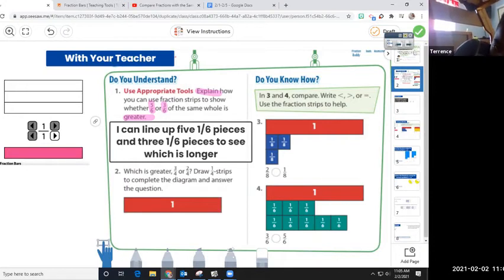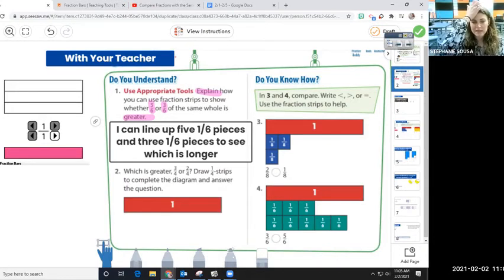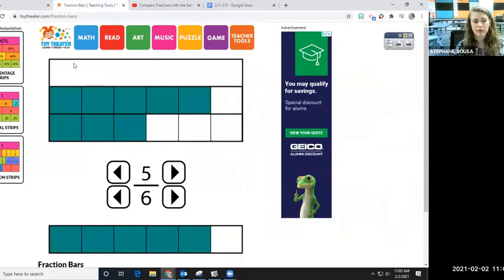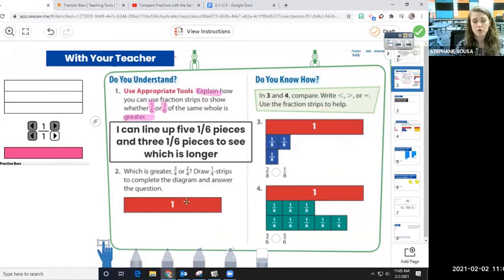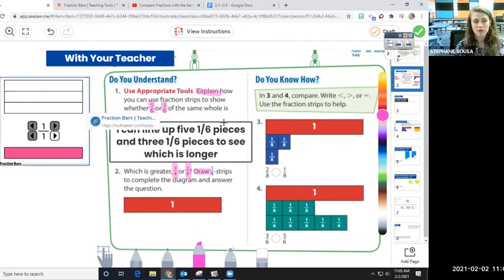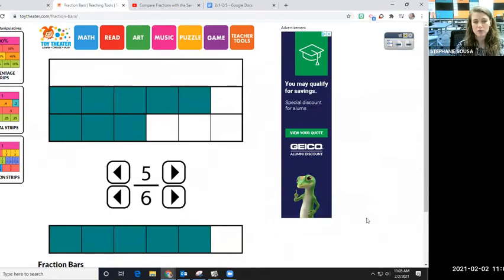All right. Number 2, this one does ask us. It says, which is greater, 3/4 or 2/4? Draw 1/4 strips to complete the diagram and answer the question. I am okay if you guys would rather use this tool than drawing. Okay, that's what I'm going to use. So I'll show you that. It says we need 3/4 or 2/4. Now, some of you are saying, duh, it's 3/4. That has more pieces. But it asks you to draw. So you have to show a picture. Okay? So I'm going to use the fraction strips. I welcome you to do the same.